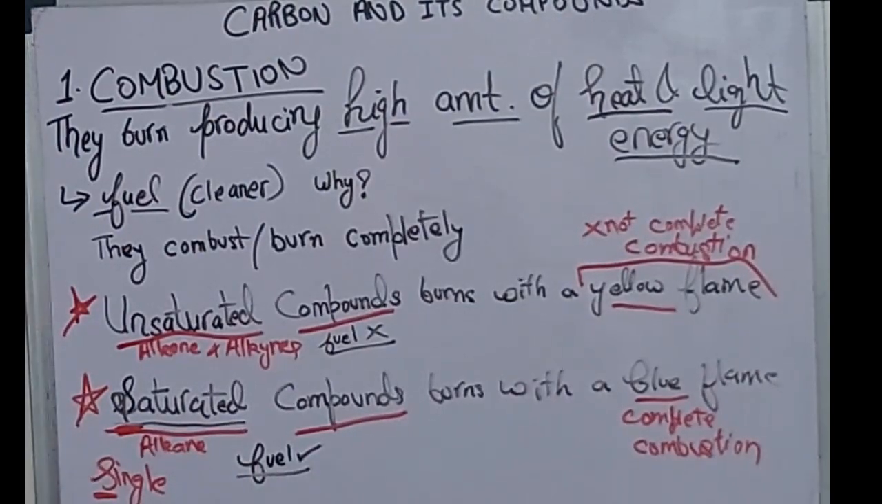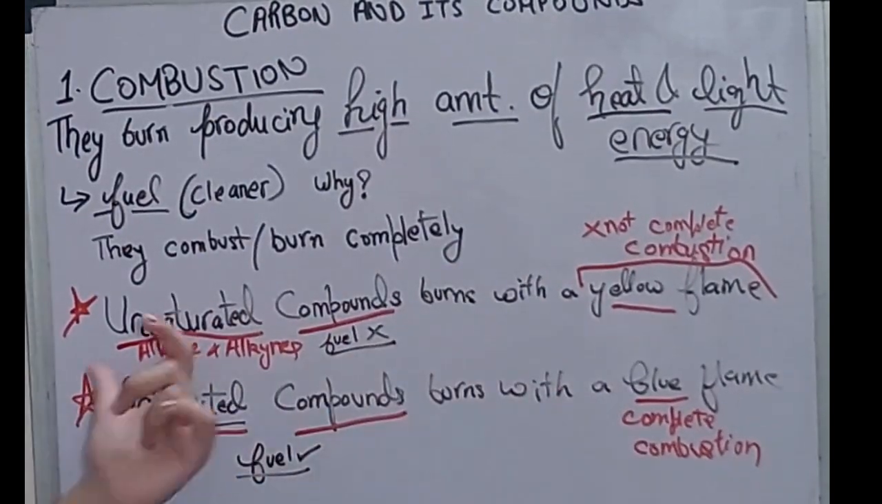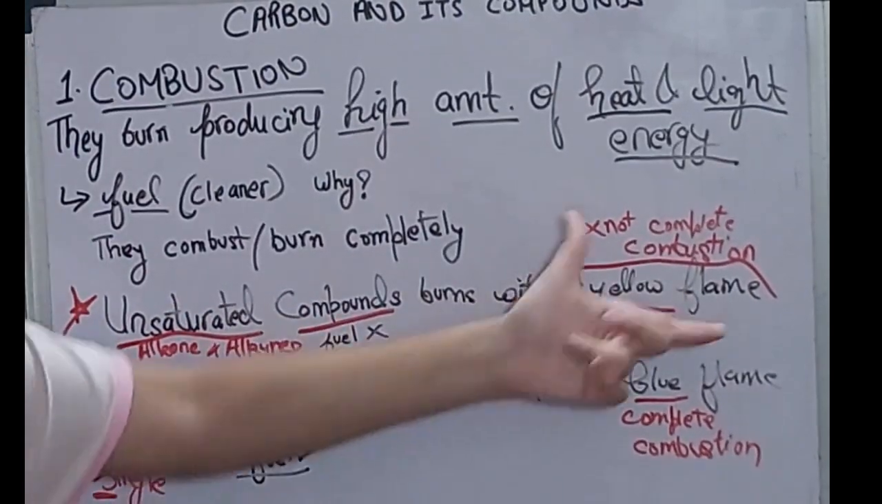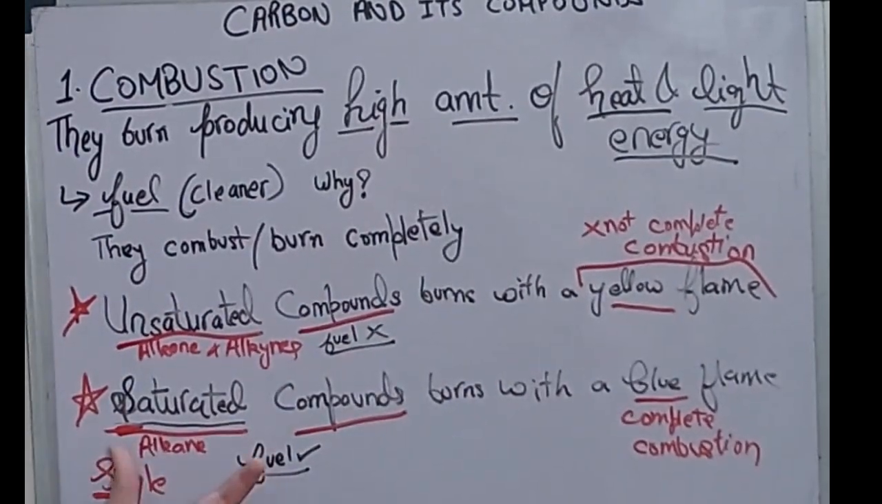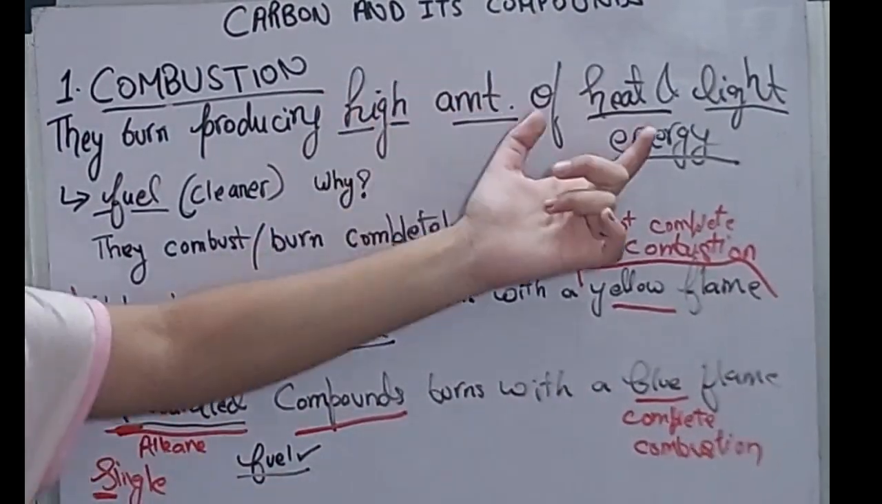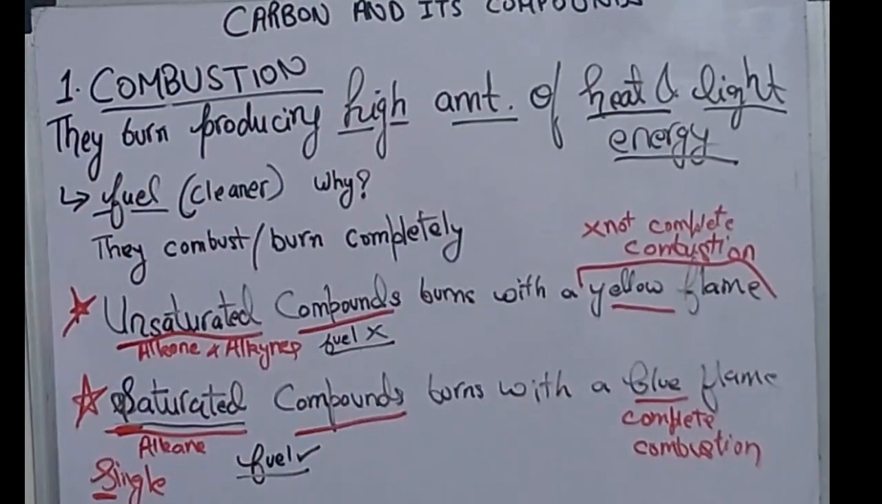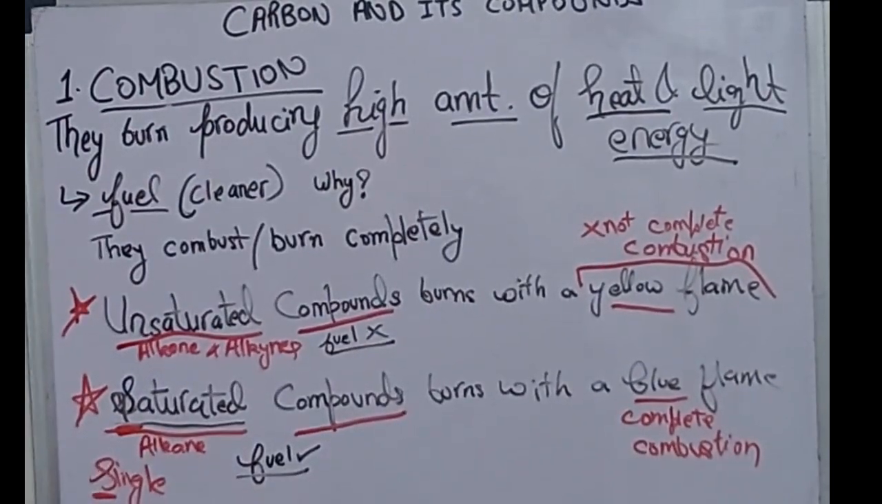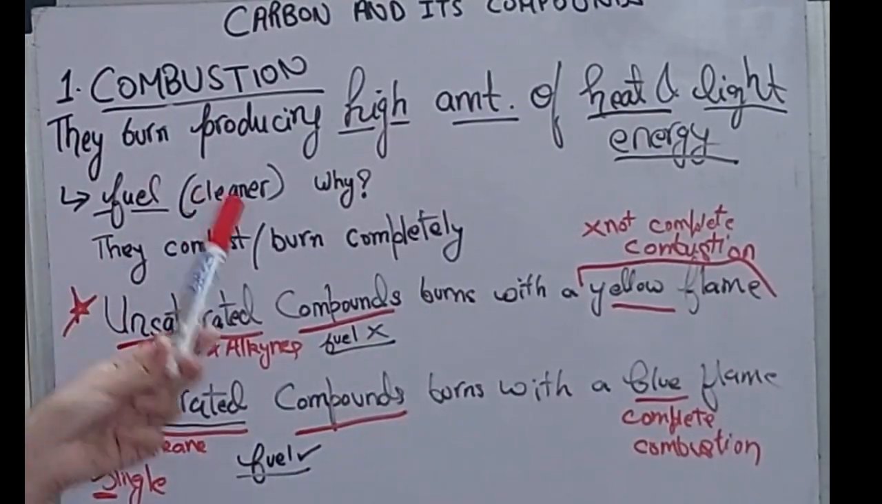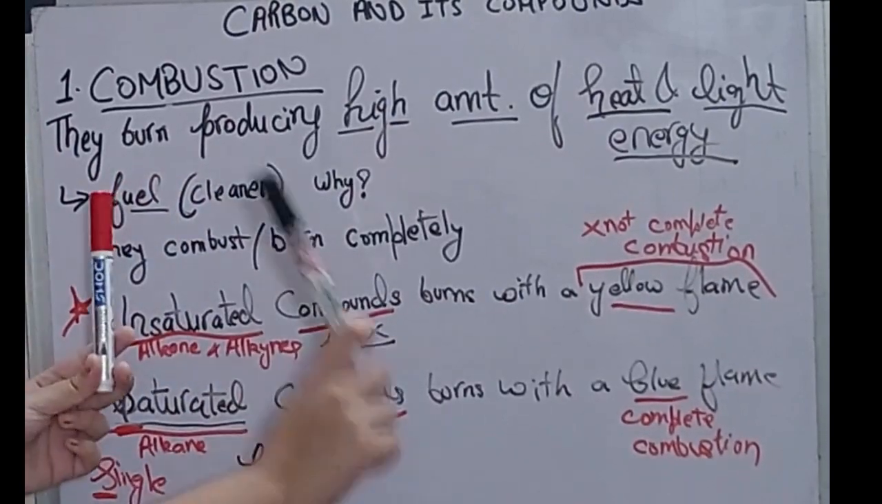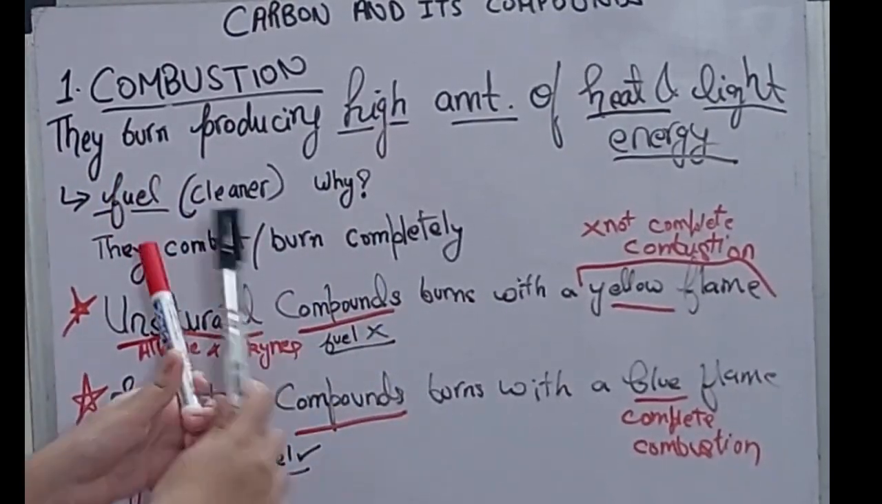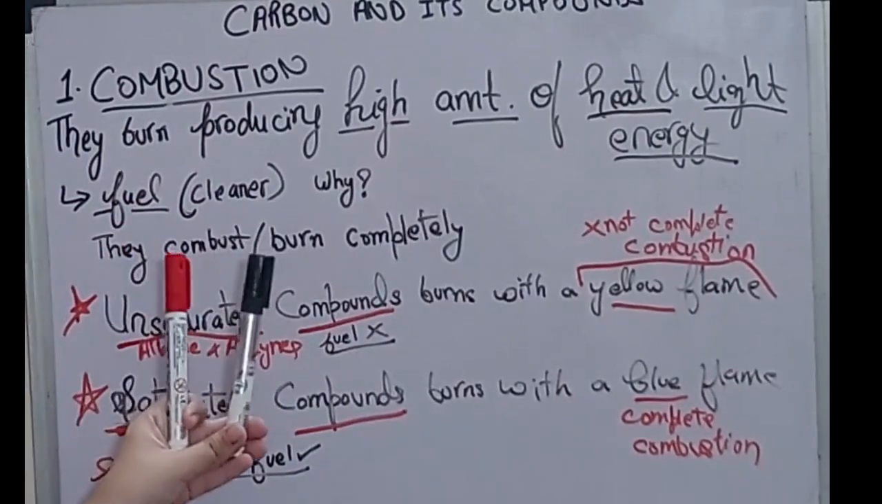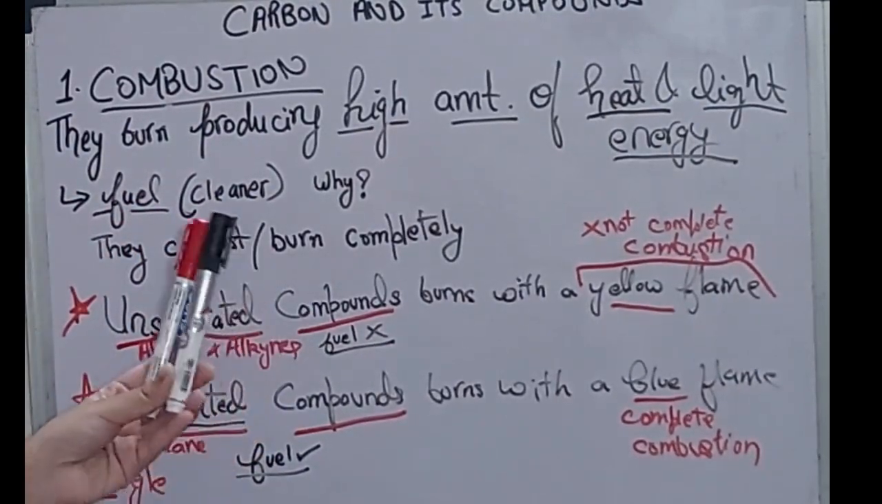Why am I saying this? You tell me, if a compound is not having the complete combustion, and another substance is going through the complete combustion, which will produce a high amount of heat and light energy? This is my question to you. Let us say I have two substances, substance A and substance B. The black one is substance B, the red one is substance A.